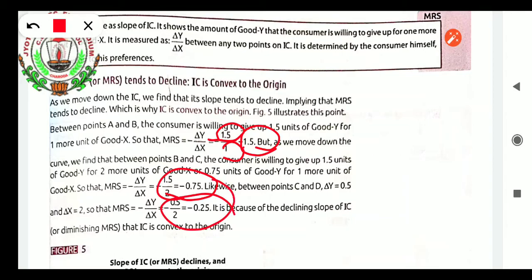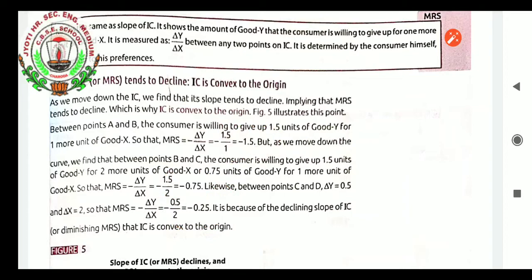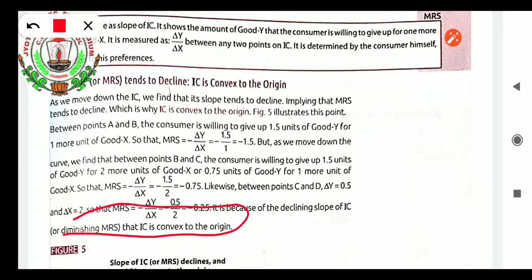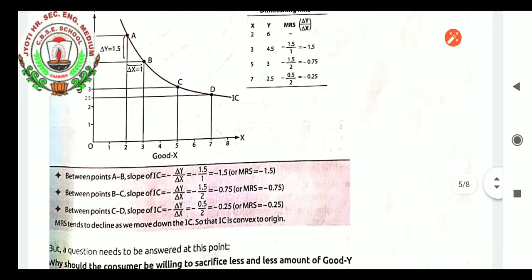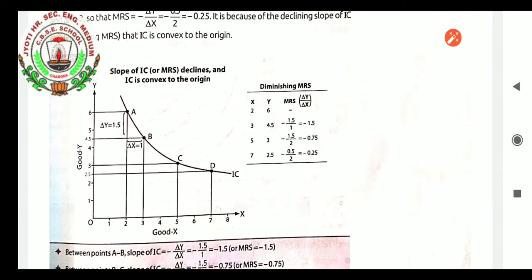It is because of the declining slope of IC, or diminishing MRS, that IC is convex to the origin. So I think the answer to why IC is convex to the origin is clear to you. As it goes on declining, the marginal rate of substitution is always negative, and because of that it is always convex to the origin. It is negatively sloped from left to right, and as this process goes on, because of negative MRS, it is convex to the origin. You can see here the substitution values of X and Y.